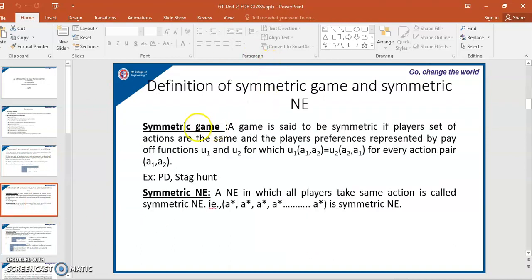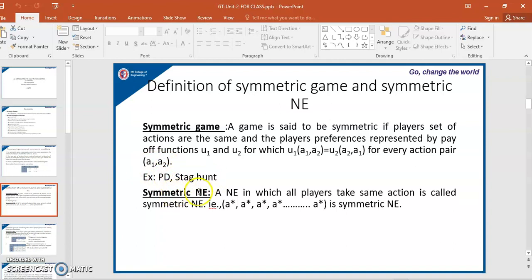So, now a symmetric game can be defined as follows: a game is said to be symmetric if the players' sets of actions are the same and the players' preferences, represented by the payoff functions U1 and U2, satisfy U1 of A1, A2 equals U2 of A2, A1 for every action pair A1, A2. Examples: prisoner's dilemma and stag hunt game.